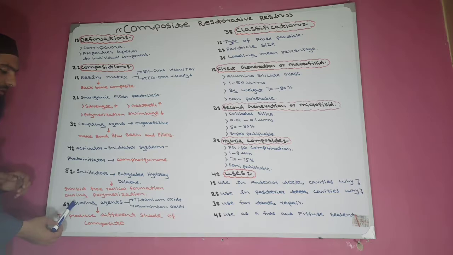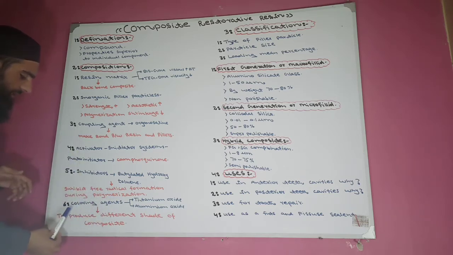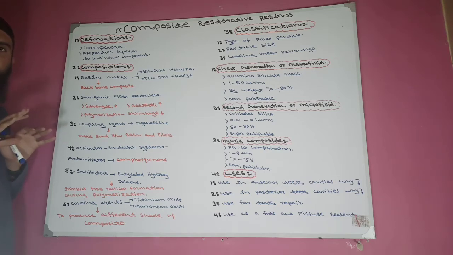The sixth component is the coloring agent. What is the function of the coloring agent? To produce different shades of composite. Composites are available in different shades, like yellow shade, white shade, more whitish shade, because every individual's teeth shade is different. Therefore, when we do a composite filling, first we match the shade with the tooth shade, then we do the filling of the tooth with the help of composite, like A1 shade, A2 shade.